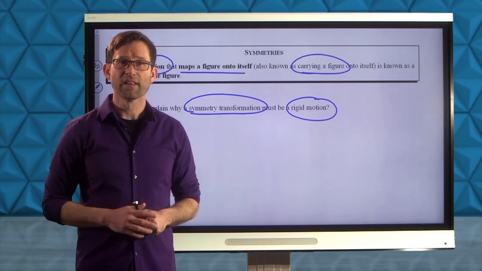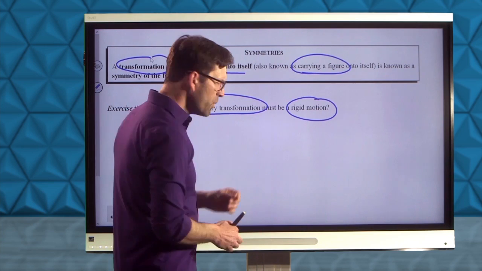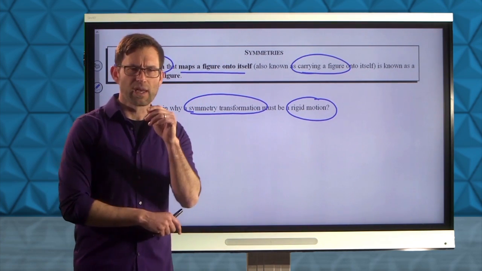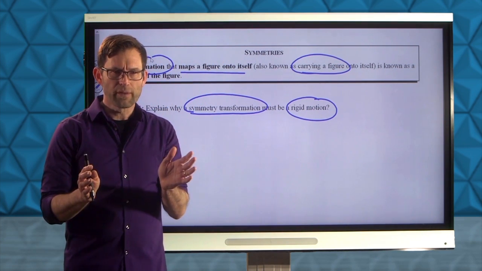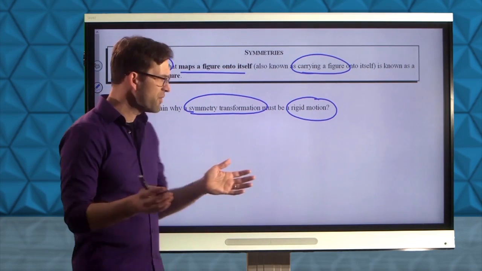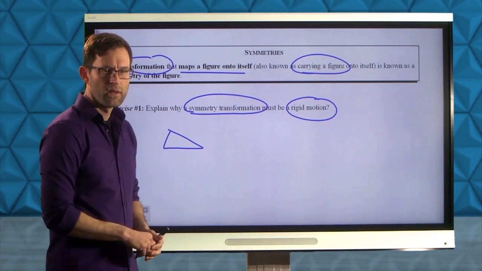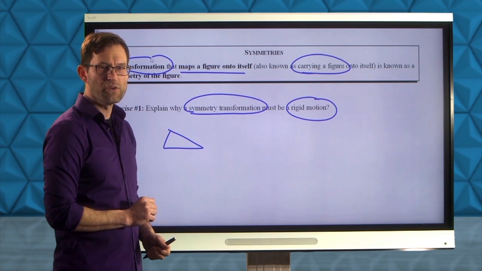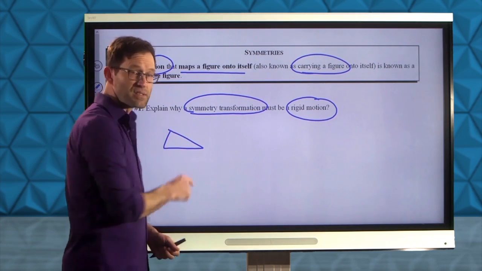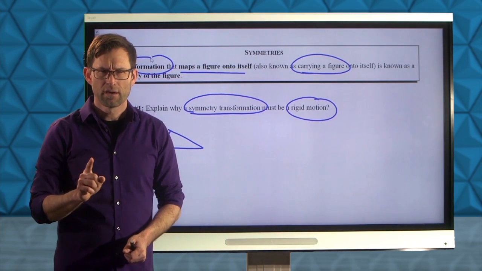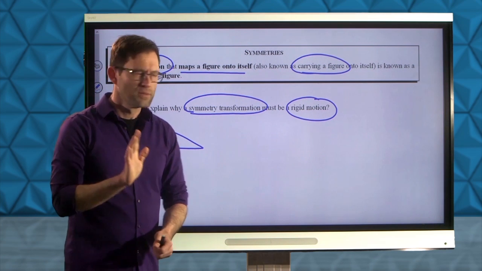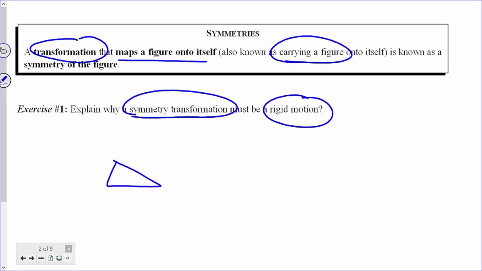All right, let's talk about it. Well, let's think about it for a second. For a symmetry, the idea is if I had some kind of figure, all right, and I applied the symmetry transformation to it, I would see exactly this again, okay? So how does that tie into a rigid motion? Let me see if I can erase this triangle. Well, let's think about this for a second.